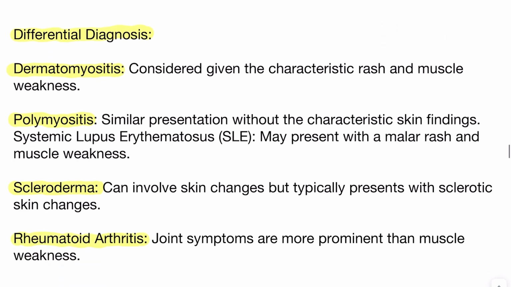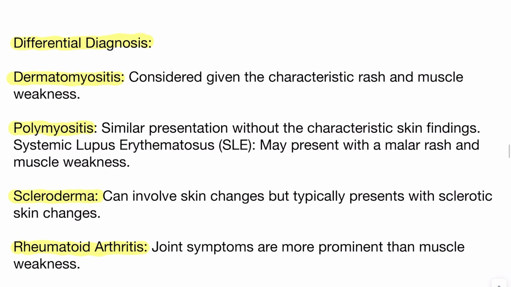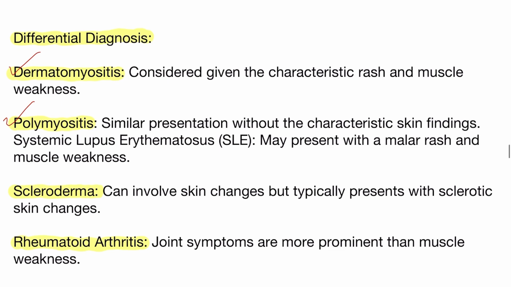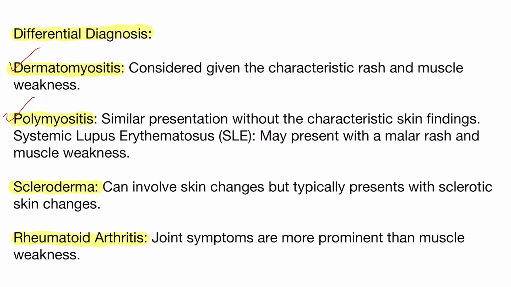Okay, so what are the differential diagnoses we are considering? On the top of the list, we're thinking about dermatomyositis, given the characteristic rash and the proximal muscle weakness. Polymyositis has a similar presentation, but there are no characteristic skin findings. We'll also be thinking about SLE, but remember that in SLE we have a malar rash, a characteristic rash like a butterfly rash.